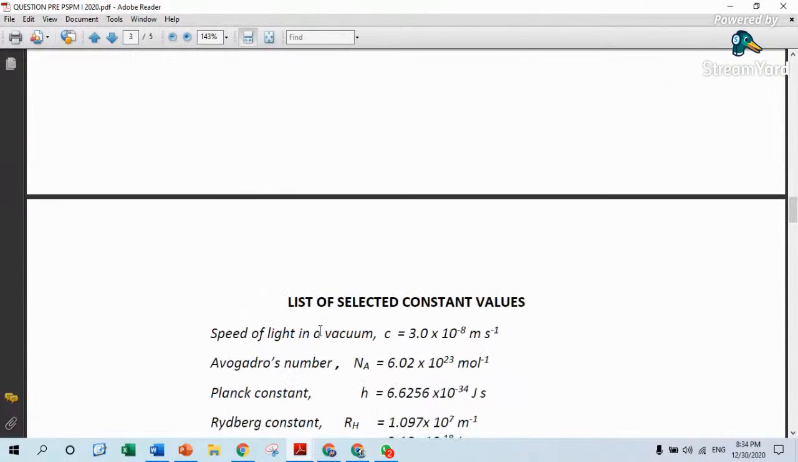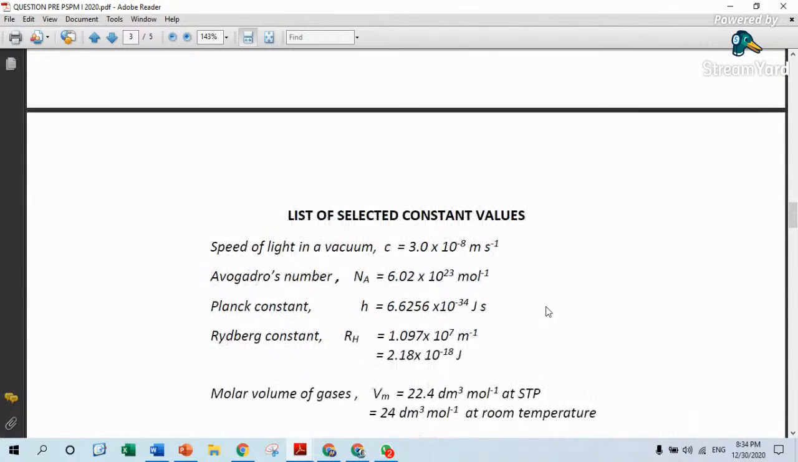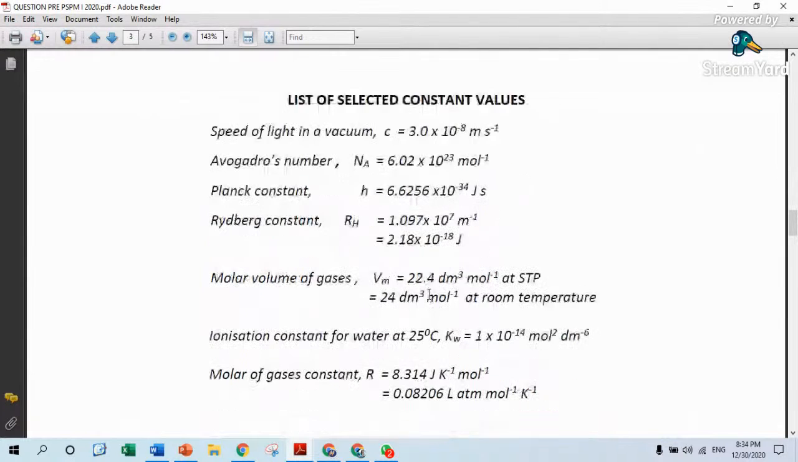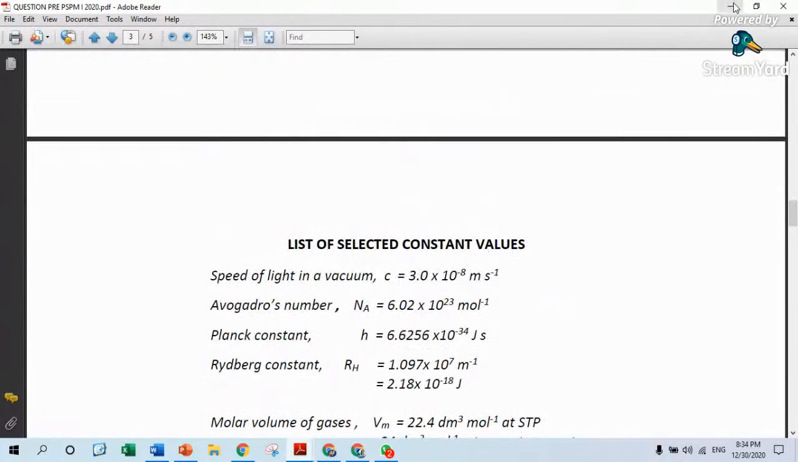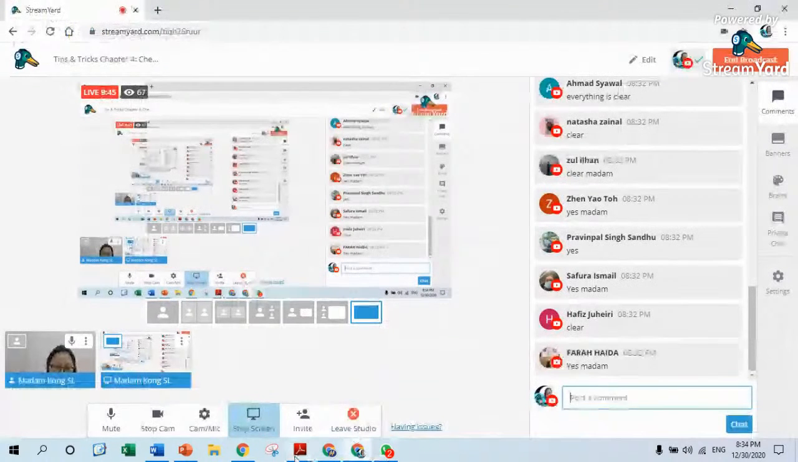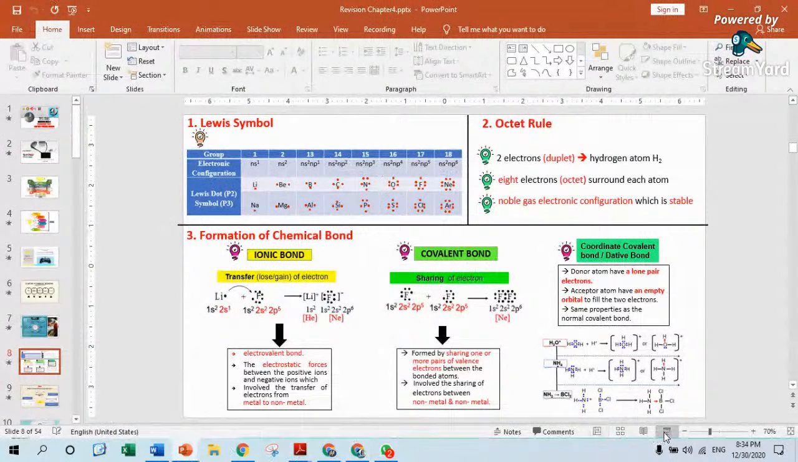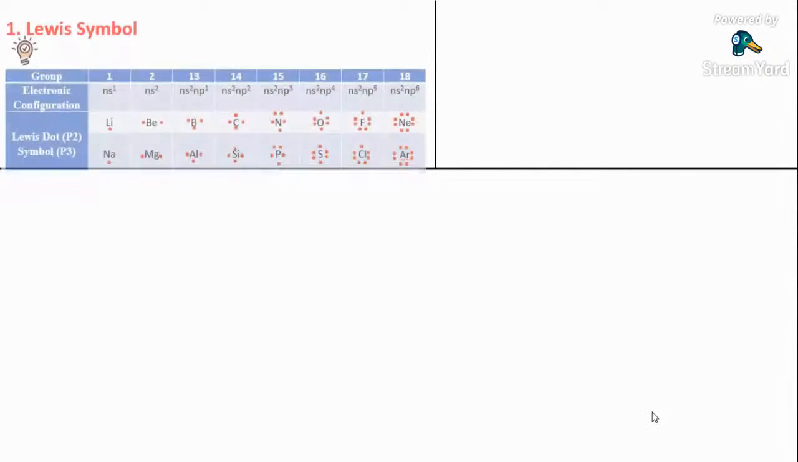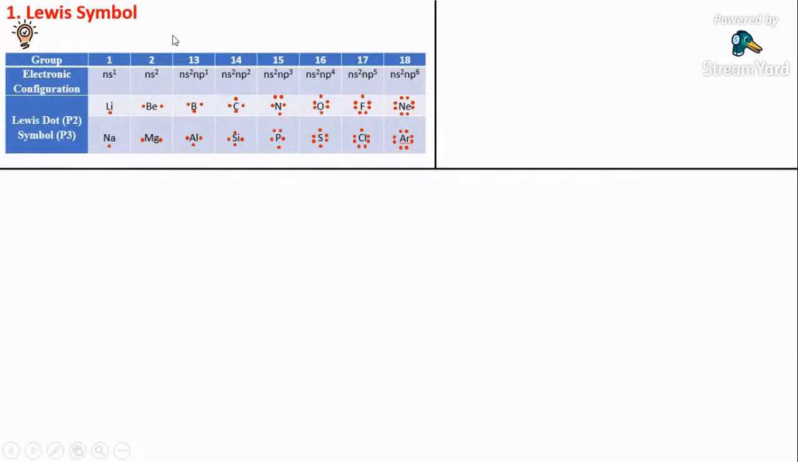Another one is here. You have to check the list of selected constants. You no need to memorize the speed of light or the Avogadro number. You just check the value over here. This is what I want to tell you all. Let's proceed. Group 1, lithium, sodium, potassium, you should know already, has one valence electron.